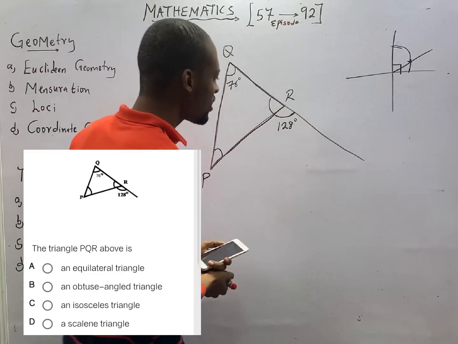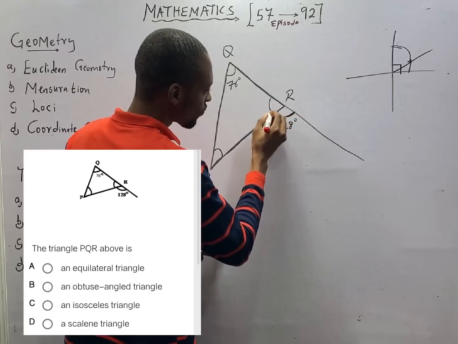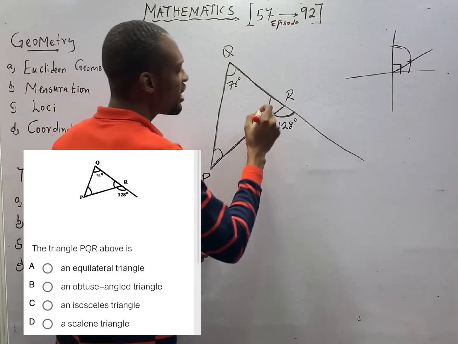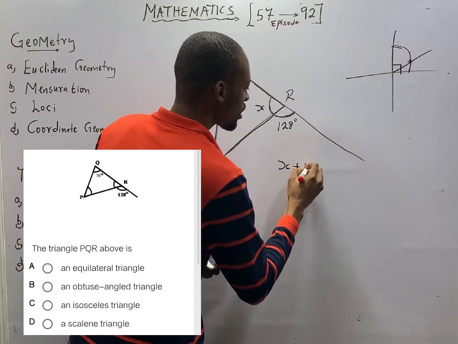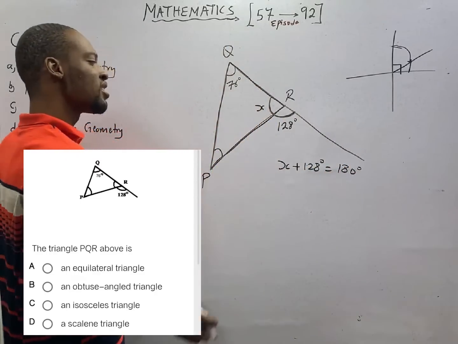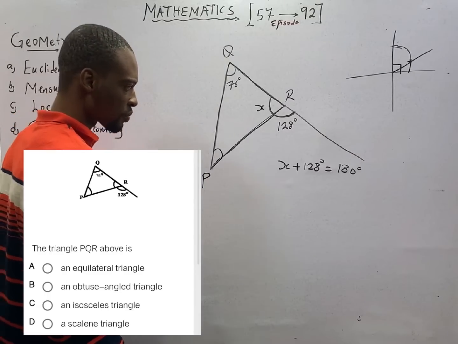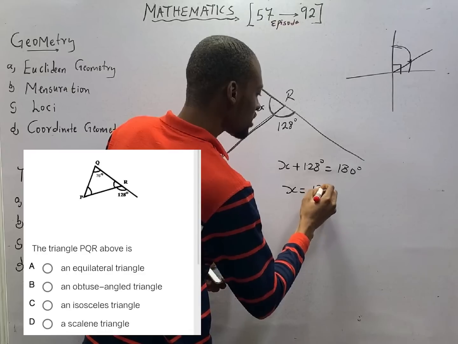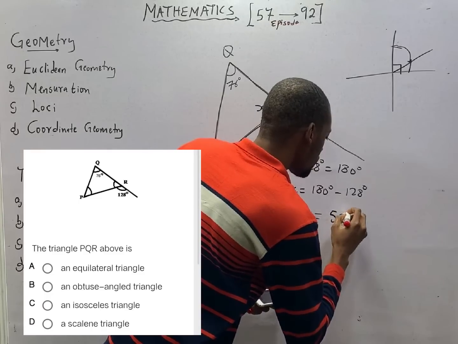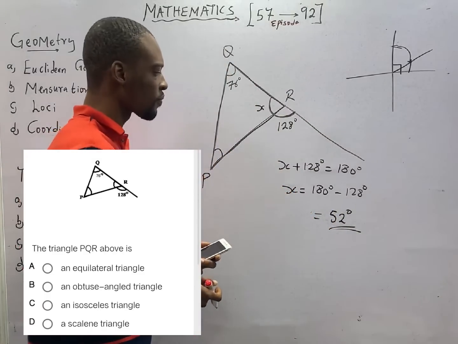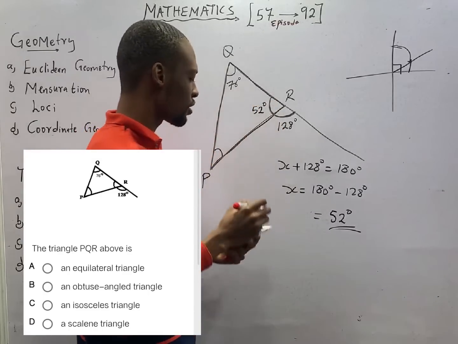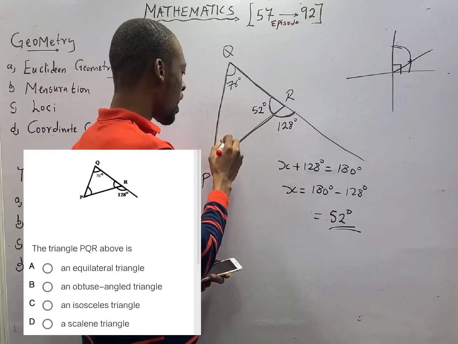Life is easy for us in the sense that here and here, they make up a straight line. If we call here S, S plus 128 degrees will be 180 degrees, because when you add angles on a straight line, you will get 180 degrees. So S is 180 degrees minus 128 degrees. This will give you 52 degrees. So here is 52 degrees. Let's call this Y.